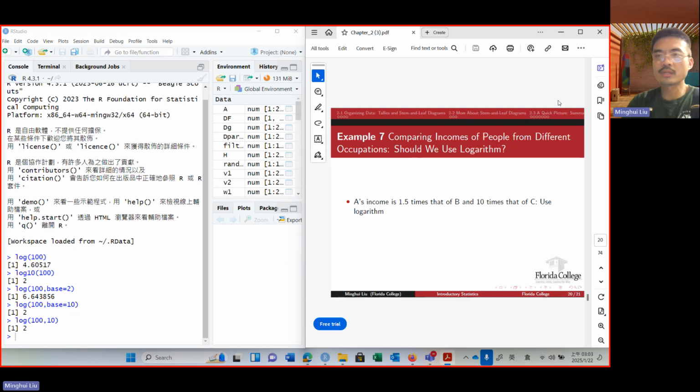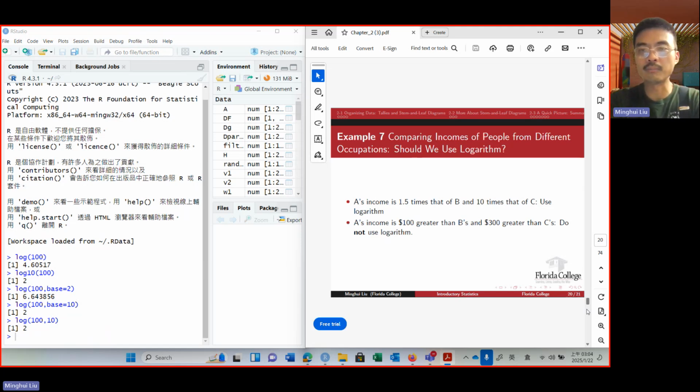There is one more example illustrating when we should use logarithms and when we should not. If we are computing that something is a certain number of times more than another thing, for example, A's income is 1.5 times that of B and 10 times as much as C, then we use logarithms. On the other hand, if you want to talk about a difference, not a ratio, such as A's income is $100 greater than B's and $300 more than C's, then we don't use logarithms.